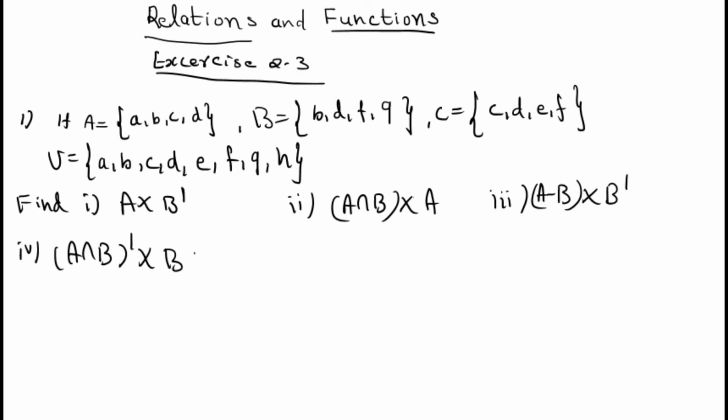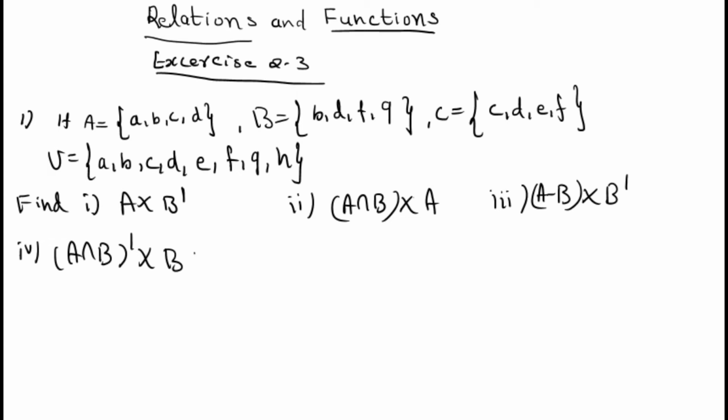Good morning, students. In this session, I will solve some important exercise problems, that is exercise 2.3, related to ordered pairs and Cartesian products. See the first question. If A is equal to {A, B, C, D} and set B is equal to {B, D, F, G} and set C is equal to {C, D, E, F} and universal set {A, B, C, D, E, F, G, H} is given. Question is, find A cross B dash.